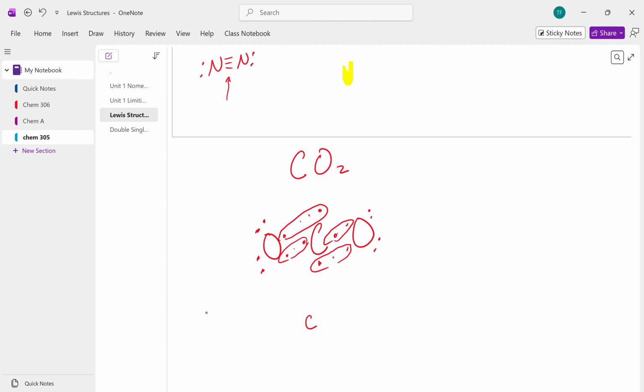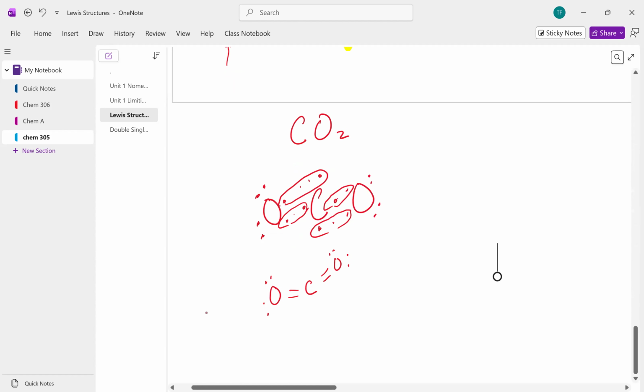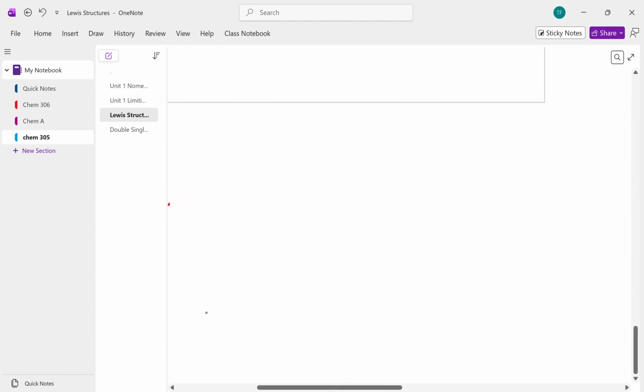So now we've got that. That's what carbon dioxide looks like. So oxygen's got its 2 bonds. In this case, they're double bonds. Okay, are we okay with it? Let's try another one.